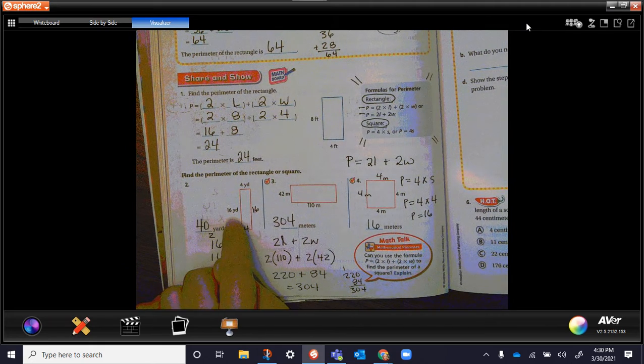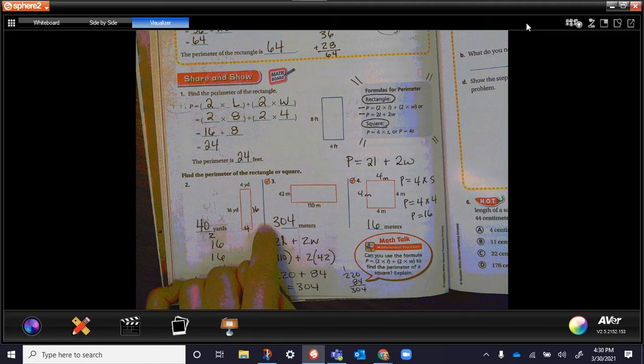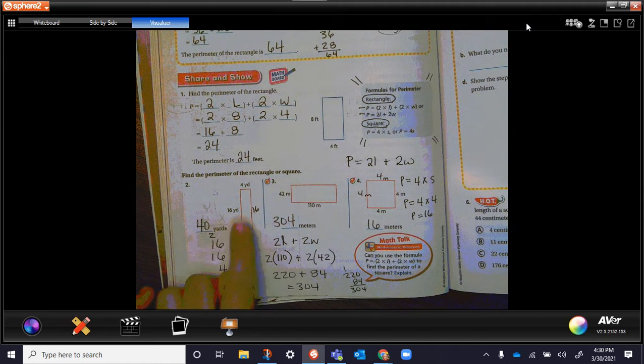Now this only gave us 2 of them, so we had to go in and we had to find the missing one. So if this was 16, we needed to find the opposite over here at 16. Since this one was 4, we had to find the opposite 4. So when we added up all those 4 sides, we got 40.